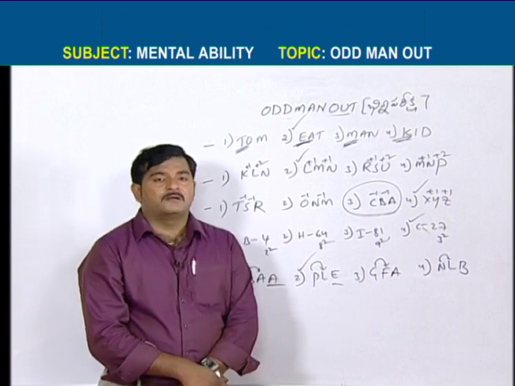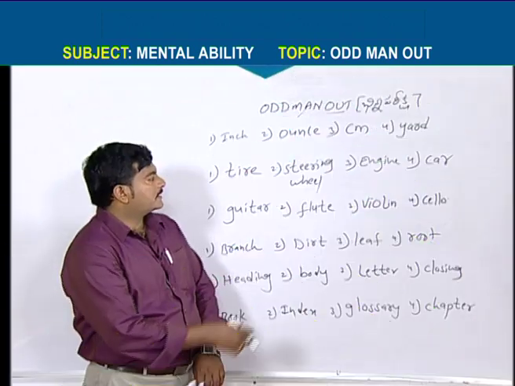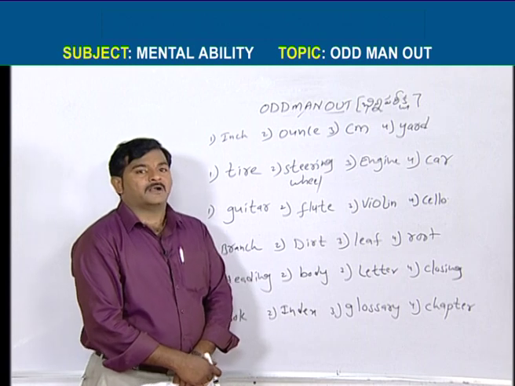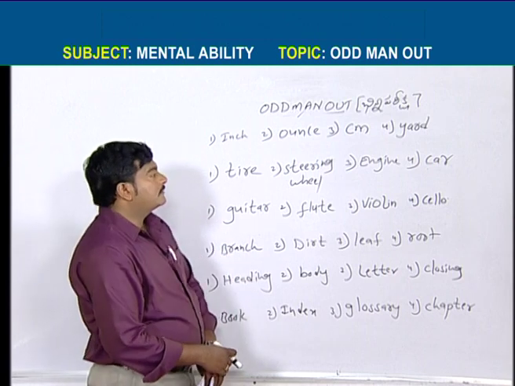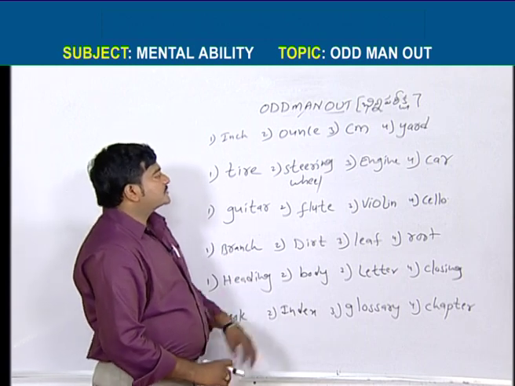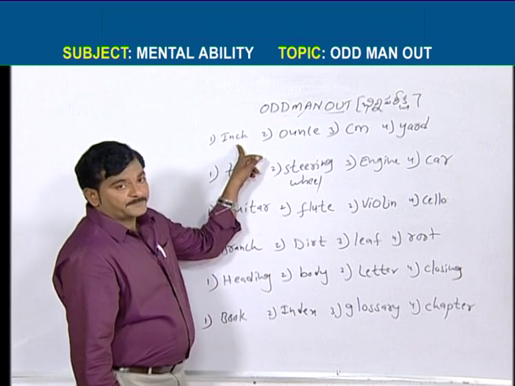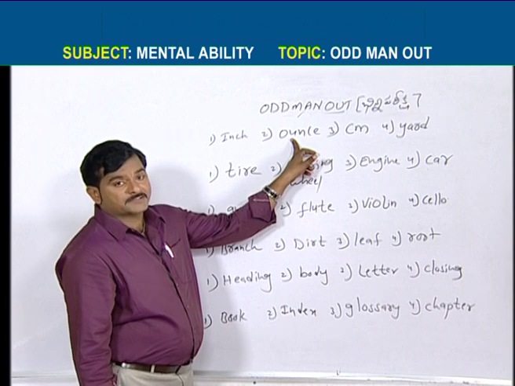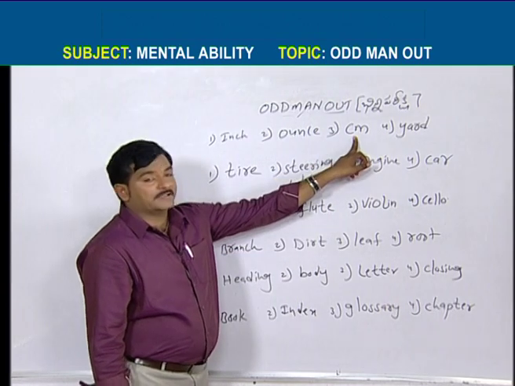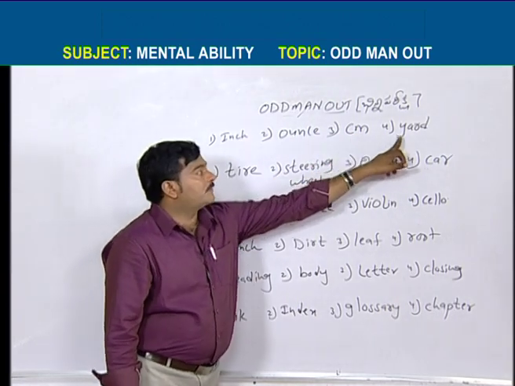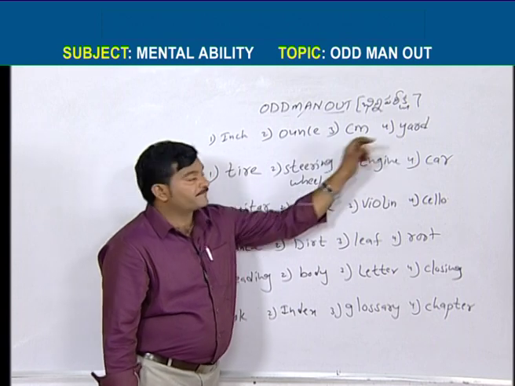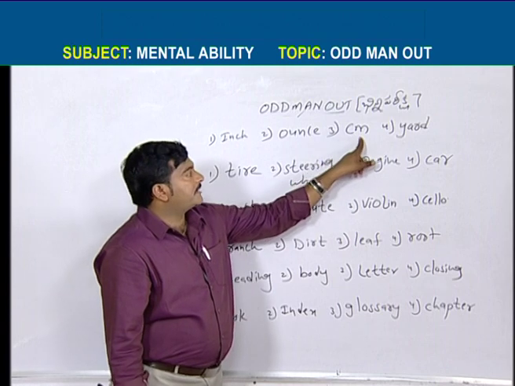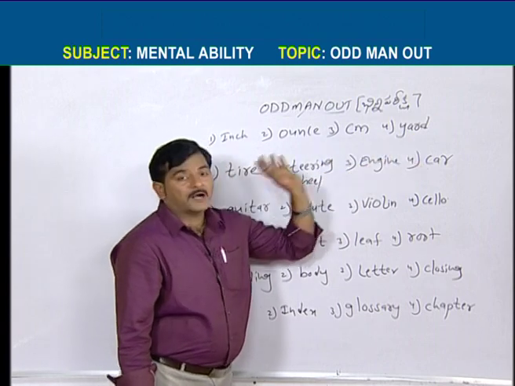Now we will focus on word odd man out. Okay, now I have taken some questions regarding word odd man out. We will see one by one. See, first option, he given inch. Second one is ounce. Third one, he given centimeters. Fourth one, he given yard. I repeat, inch, ounce, centimeters and yard he mentioned.